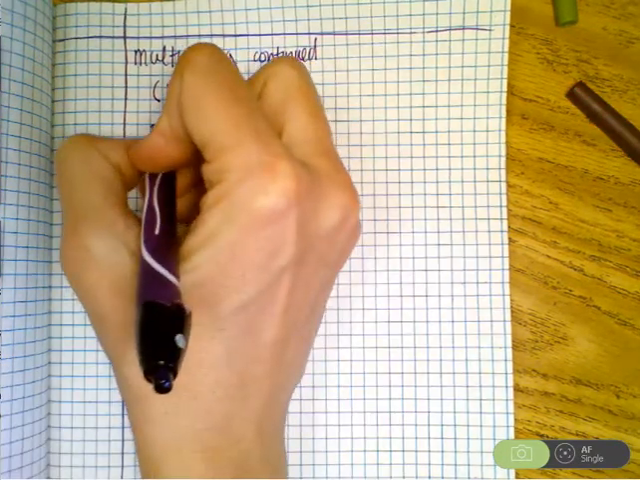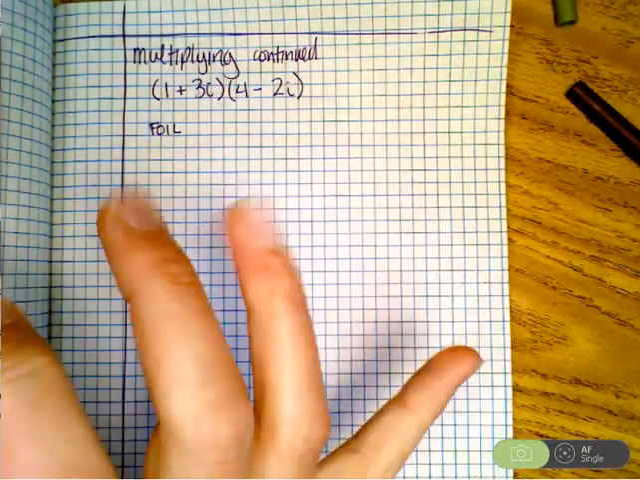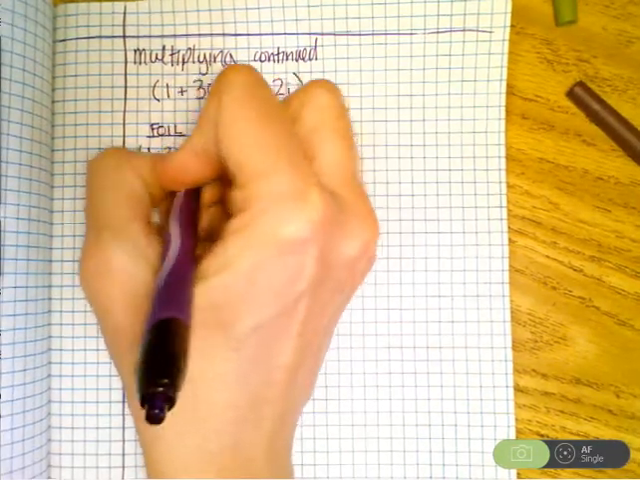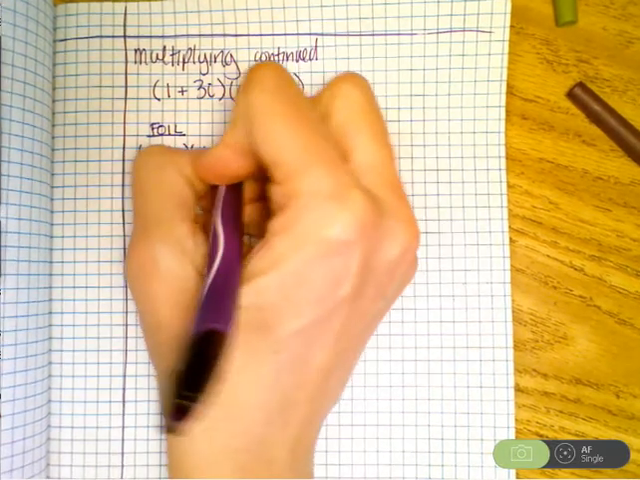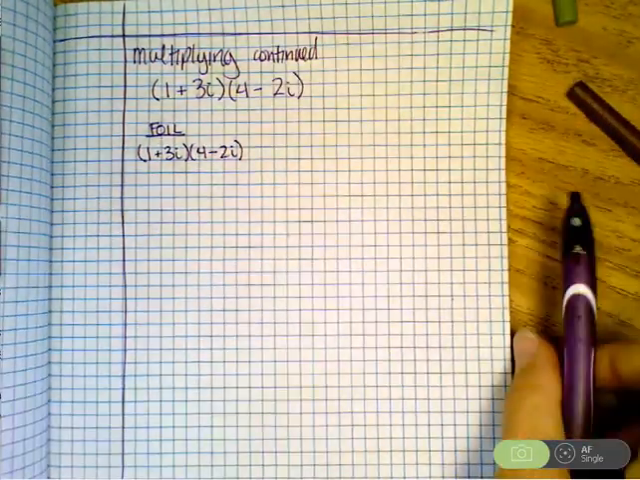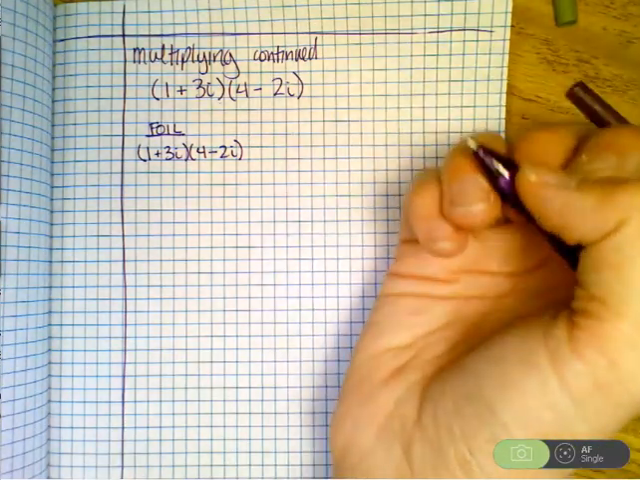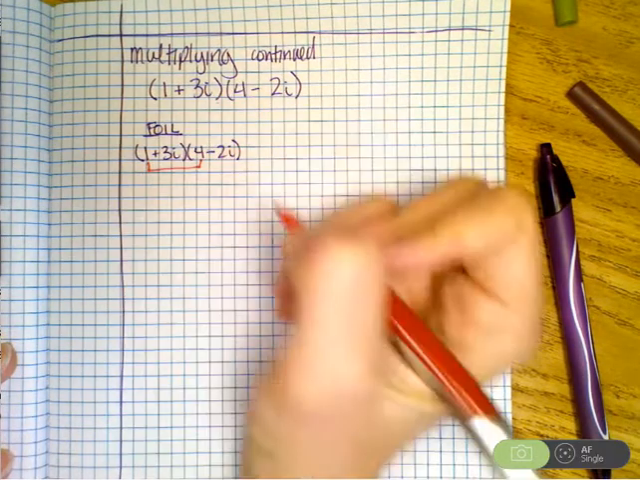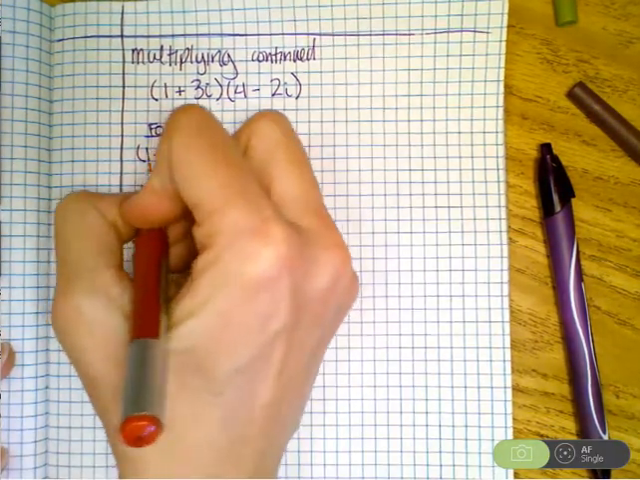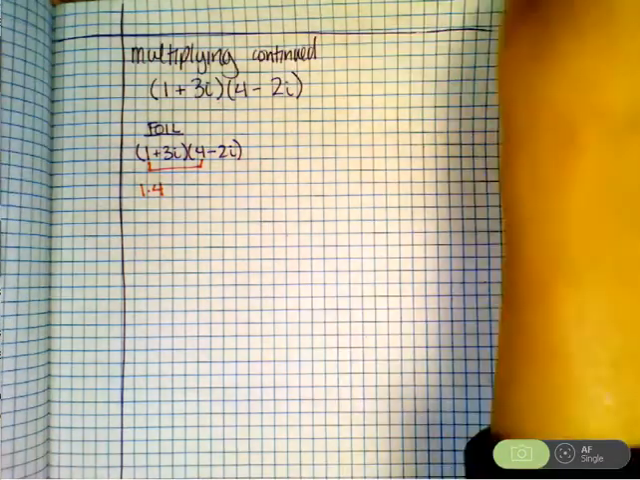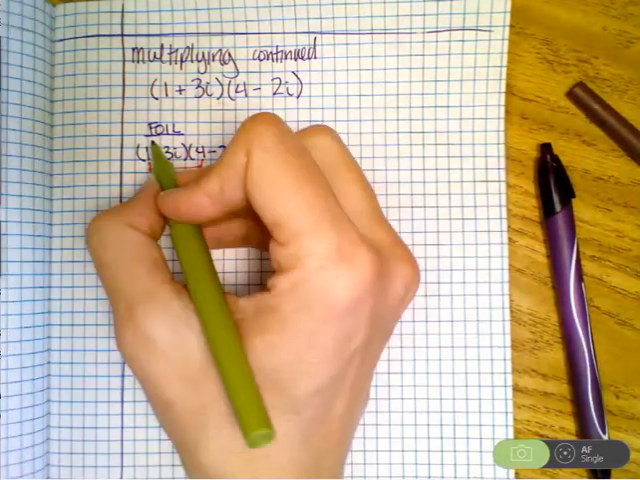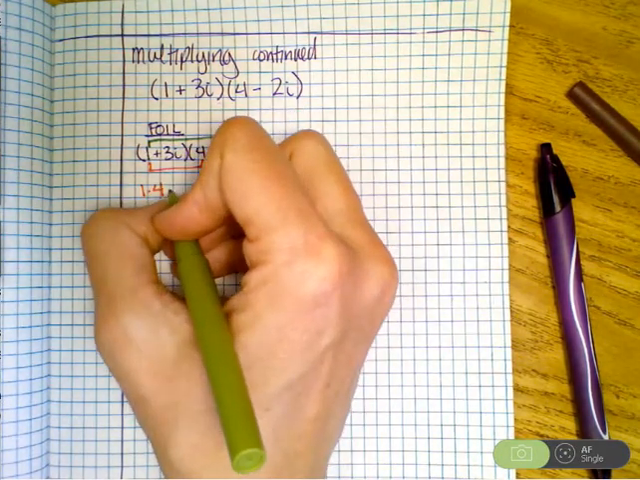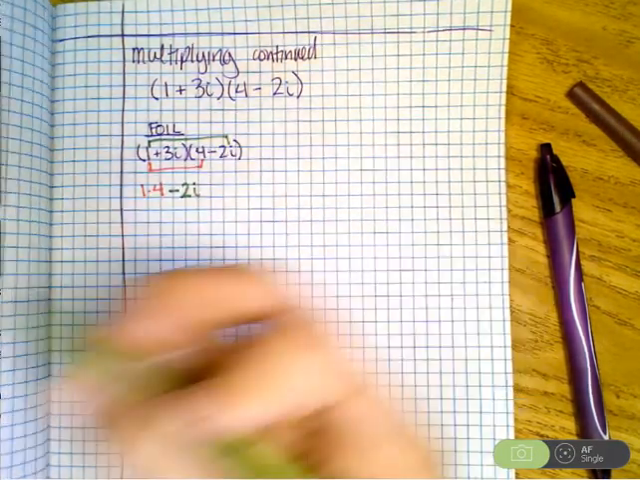So if you use FOIL, and if you've heard of FOIL before, great, use it. If not, watch, see if it's something that makes sense to you. If it does, it might be something you want to start using when you're multiplying binomials. So the idea behind FOIL is that you multiply the first two terms. So the first two terms you get 1 times 4. Then you multiply the outside two terms, hence the O. So 1 times negative 2i is negative 2i.